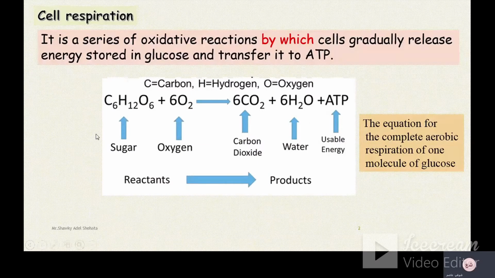If you try to look at this equation, you'll find that glucose will react with oxygen, and finally it will produce the ATP. ATP here is the usable energy. So this equation shows the complete aerobic respiration of one molecule of glucose. So let's know now what's meant by the ATP.